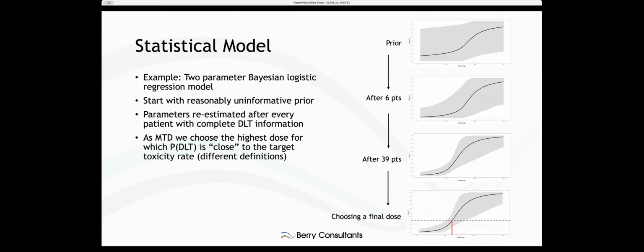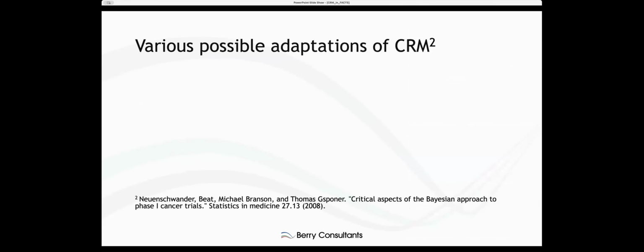And then finally, when we're done with the study and it comes to actually choosing an MTD, we would choose the highest dose for which the probability of observing a DLT is close to the target toxicity rate. And by close, there could be different definitions. We could say we always want to choose the dose that's below. We could also say we want to choose the dose that is actually close, and if that's a little bit above, then that would also be fine. So there are different definitions here. And of course, this is quite simple, and this could be extended in many other ways. So that's vanilla CRM.